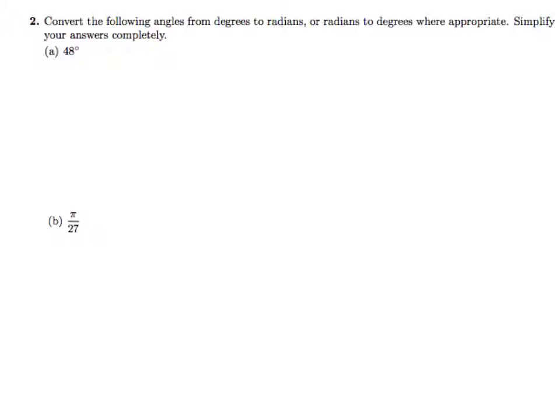Okay, the next problem, number 2, says convert the following angles from degrees to radians or radians to degrees where appropriate. And then we need to simplify our answers completely. So the first one, we have 48 degrees. And to go from degrees to radians, we need to multiply by pi over 180. So we have 48 times pi divided by 180. And simplifying, we will get 4 pi divided by 15.